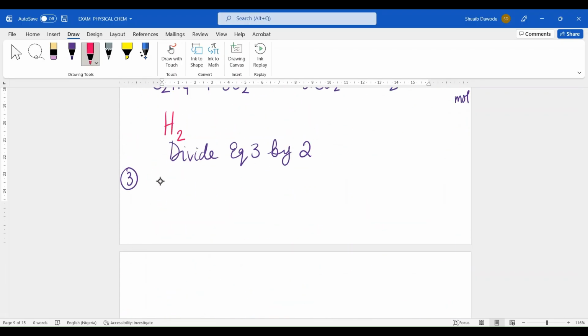So you end up with H2 plus half O2 would give you H2O. So you end up with negative 286. And the reason why you have negative 286 is just basically what we know, right?